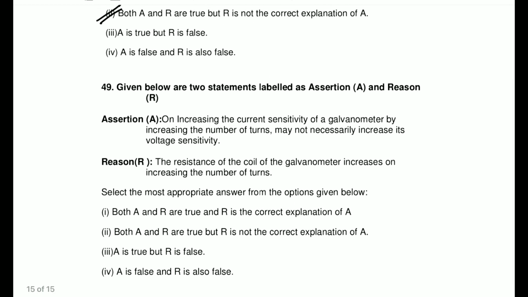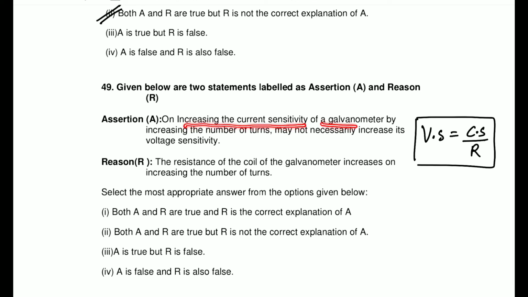All right, last question of your section B. Let's talk about this one. Given below are the two statements. Assertion: on increasing the current sensitivity of a galvanometer by increasing the number of turns, it may not necessarily increase its voltage sensitivity. Now we all know voltage sensitivity is actually given as current sensitivity upon the resistance, right? Now it's given on increasing the current sensitivity of a galvanometer by increasing the number of turns, right? So you have increased the number of turns in your current sensitivity formula, it may not necessarily increase the voltage sensitivity. Why? Because obviously, with the number of turns increased, the resistance will also increase.